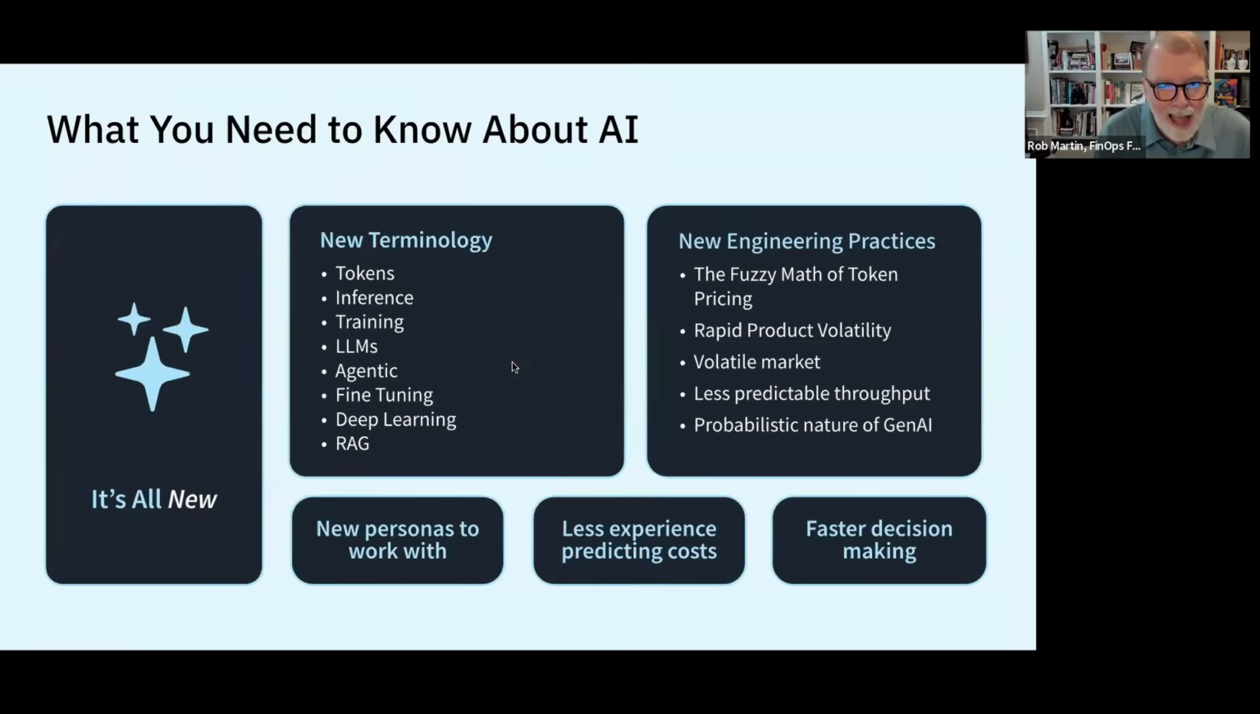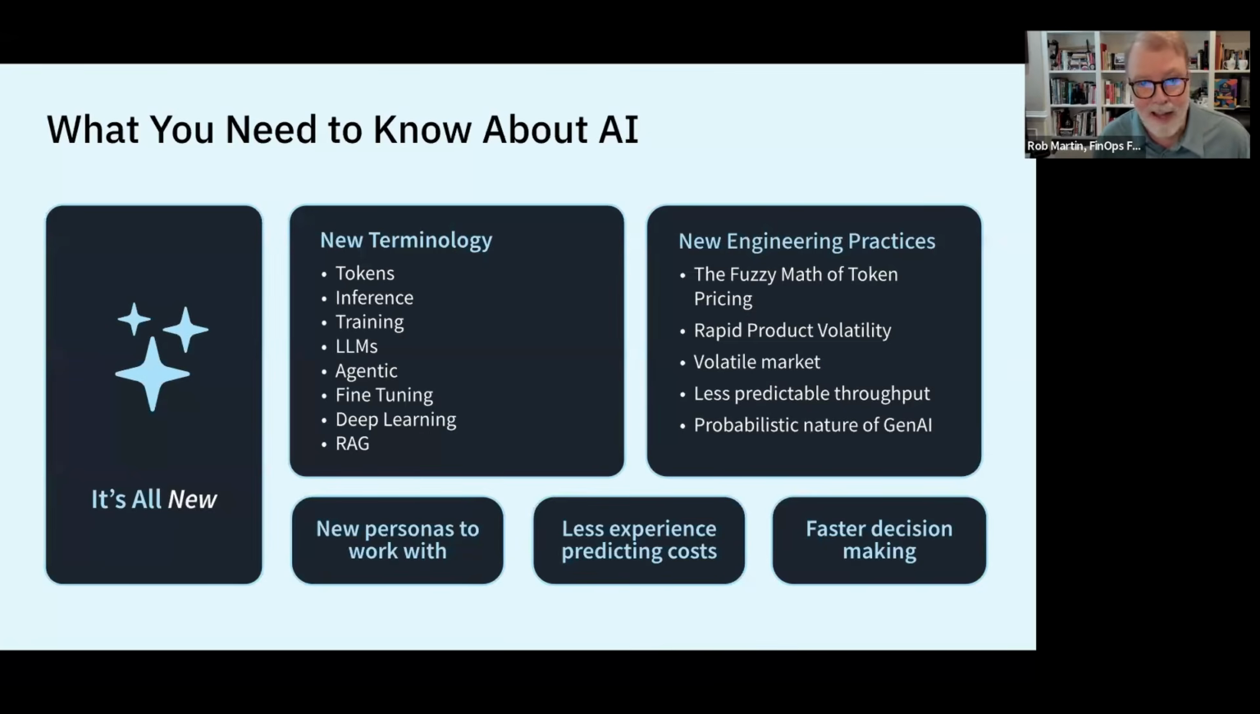If we look at what's new about all this AI usage in our FinOps practice, there's new terminology and new engineering practices. We're seeing that in spades these days. There are new personas to work with, less experience. We have less experience predicting and controlling costs in this new world, and we're needing to do faster decision making.